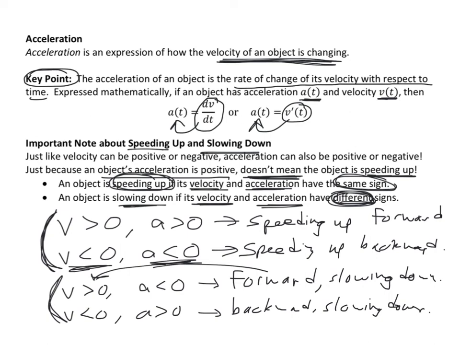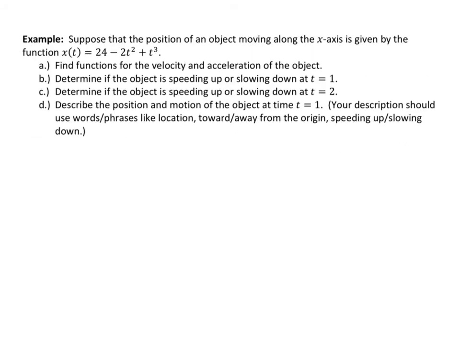So now I want to get into an example of where we might see acceleration come up in a problem. Suppose that the position of an object moving along the x-axis, so imagine you've got an x-axis here, and there's something that's moving left and right on the x-axis, is given by this function, where t is time.